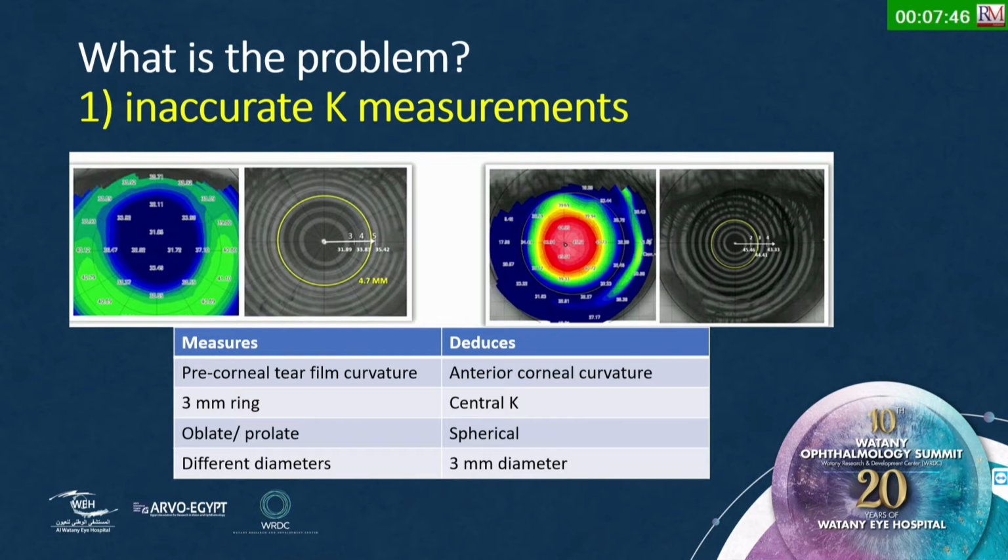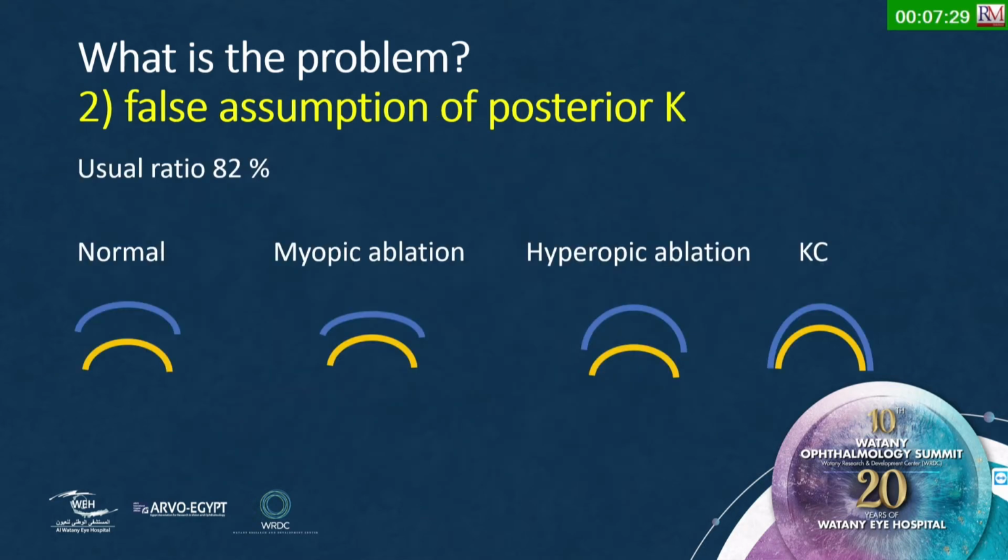Last, it has different diameters. In a flat cornea, it gives a larger diameter. In a steep cornea, it measures a smaller diameter. So the first assumption is wrong. So we revert to Pentacam or slit scanning readings.